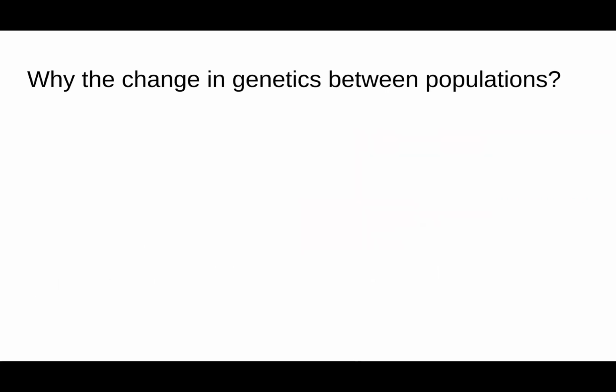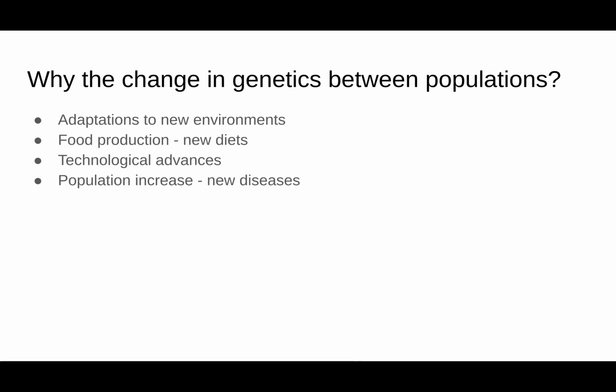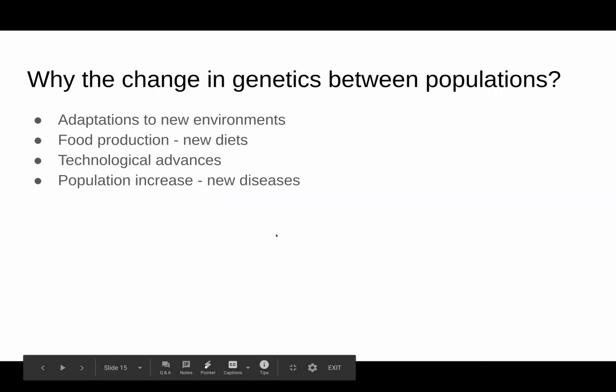So we can ask the question next: why the change in genetics between populations? Well, this should be essentially common sense to you at this point, thinking about evolution for a couple weeks now. Adaptations to new environments, food production led to new diets, technological advances, as well as population increases, which brought along with it disease. As we're seeing with COVID, disease is a major check on society. So all these things allowed changes to happen in populations, which leads to the very distinct characteristics we have between regions, right?